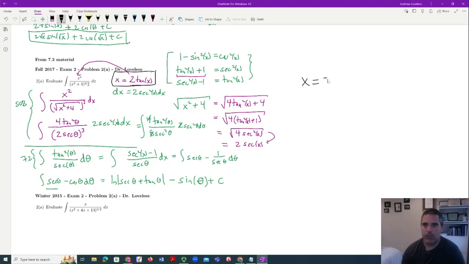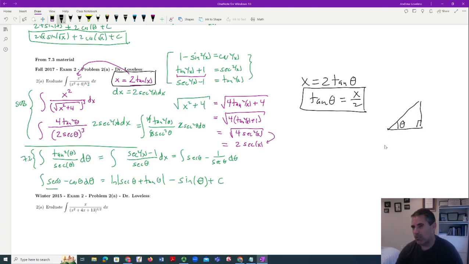X equals 2 tangent of theta, which means tangent of theta is x over 2. This gives you a ratio of 2 sides of a right triangle. We're going to use a right triangle to help us think through what the other ratios would be. This is going to be opposite over adjacent. So I'm going to draw a triangle that has this ratio, and I'm going to solve for the other side.